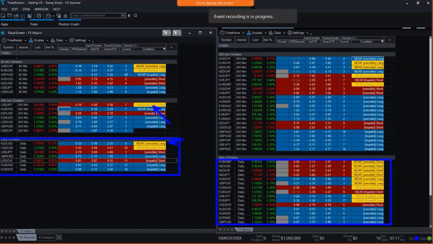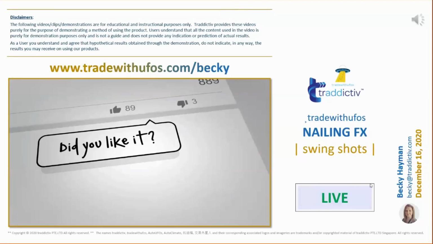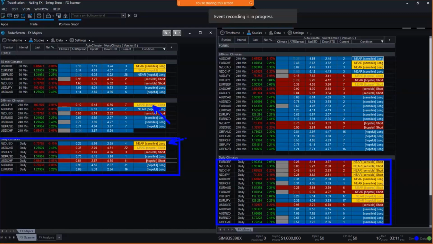Exactly. So we want to be sensible when we're looking at things. So although it's highlighted in yellow, and that's it showing us that there is a near opportunity, ideally you want to keep away from the hopeful ones because you're going to have less statistical advantage. So we want to be sensible. So here it's telling us the New Zealand US dollar has a near sensible long, meaning it would be a good idea to look for long opportunities on that chart.